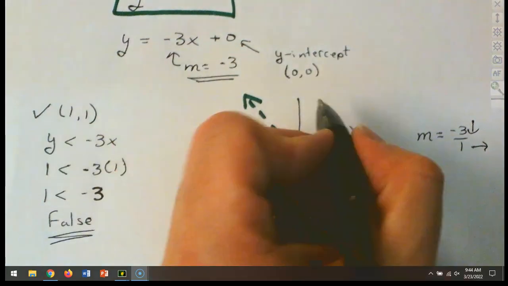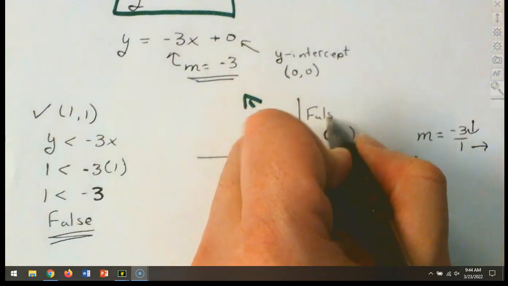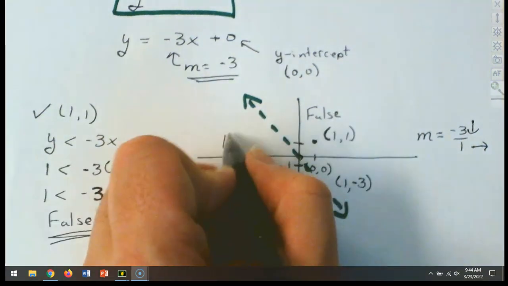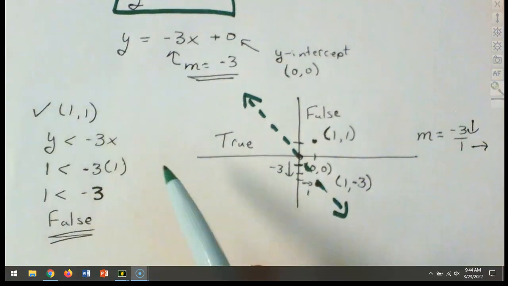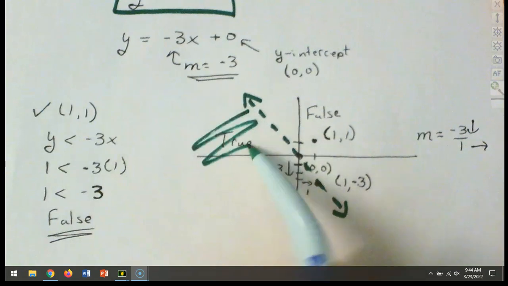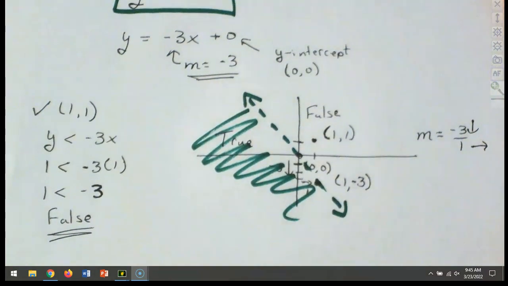So that means this half is then false. The other side is going to be true. And where do we shade? We always shade the true side. And where's the true side at? Right below, right here. That's it.